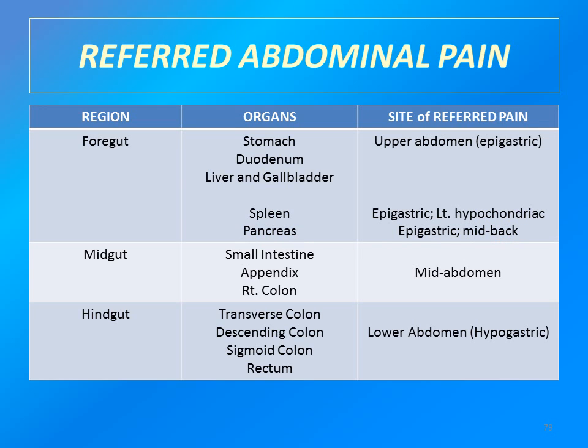For the midgut, the organs include the small intestine, the appendix, and the right colon, and the site of referred pain is the mid-abdomen. This is in contrast to the hindgut, where the organs considered are the transverse colon, the descending colon, the sigmoid colon and rectum, and the site for referred pain is the hypogastric region or the lower abdomen.